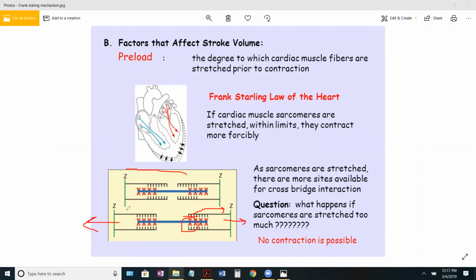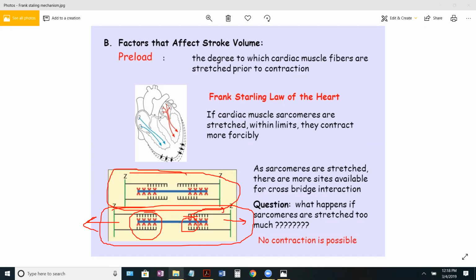So normally our myocardium is acting in this way. But if you want more blood pressure, if you want more cardiac output, you can increase the preload till a certain level at which the cardiac muscle fiber length will be optimal in such a way that all the cross bridges will be occupied by the actin, and that will lead to a stronger contraction.